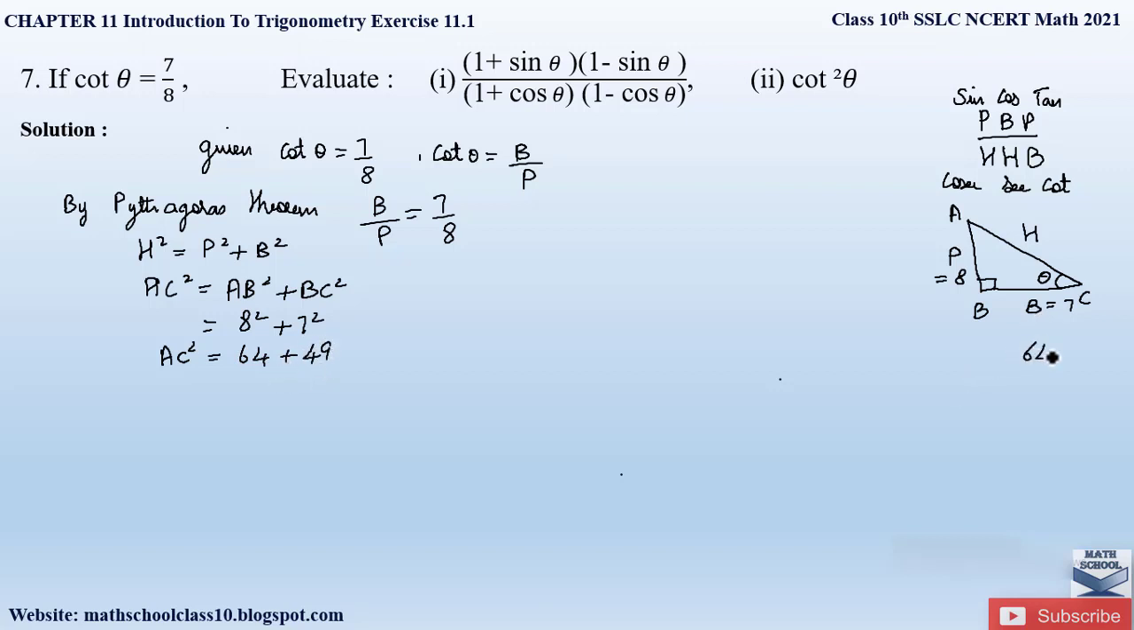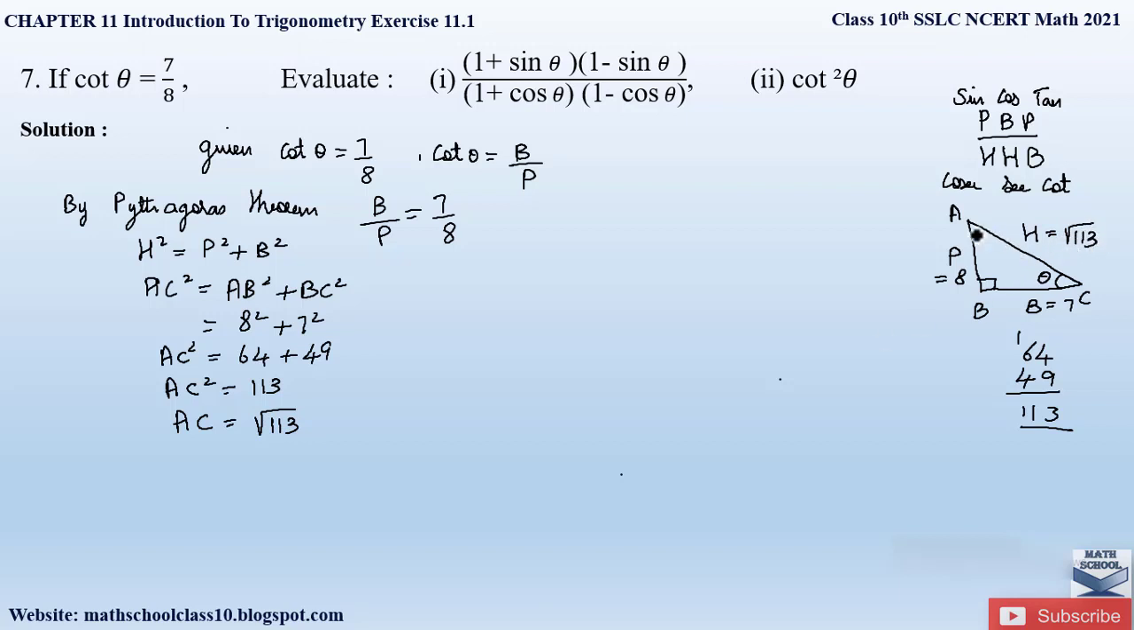So what is 64 plus 49? 9 plus 4 is 13, carry 1. 6 plus 4 is 10 plus 1 is 11. Therefore AC square is equal to 113, or AC is equal to square root of 113. Here 113 is a prime number, so we cannot find its factors to remove out of the square root term. So the value of AC will remain square root of 113 itself. So this is the hypotenuse, that is square root of 113.